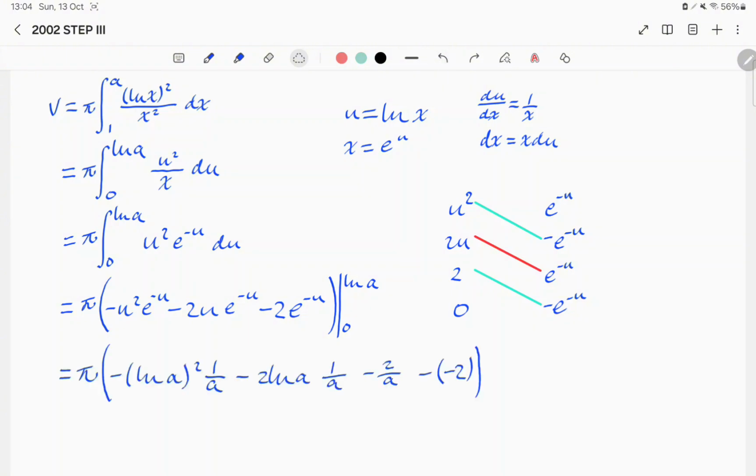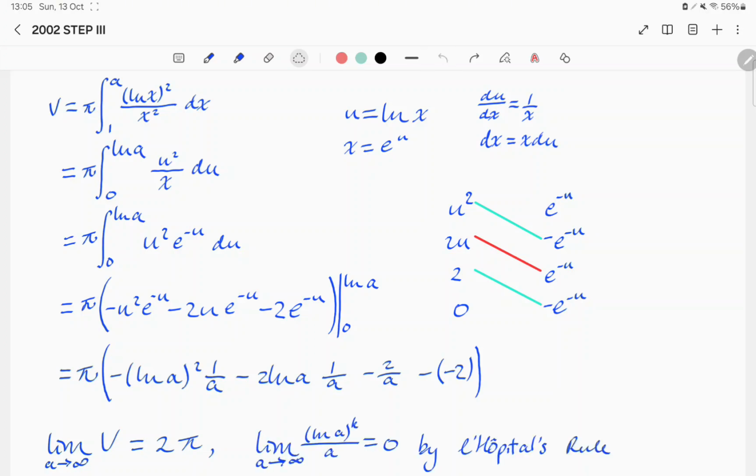This simplifies to pi of negative ln a squared times 1 over a minus 2 ln a times 1 over a minus 2 over a, subtract negative 2. The limit of V as a tends to infinity is therefore 2 pi, and this is due to the fact that the limit of ln a to the power of k over a as a tends to infinity is 0 by L'Hopital's rule for any positive value k.